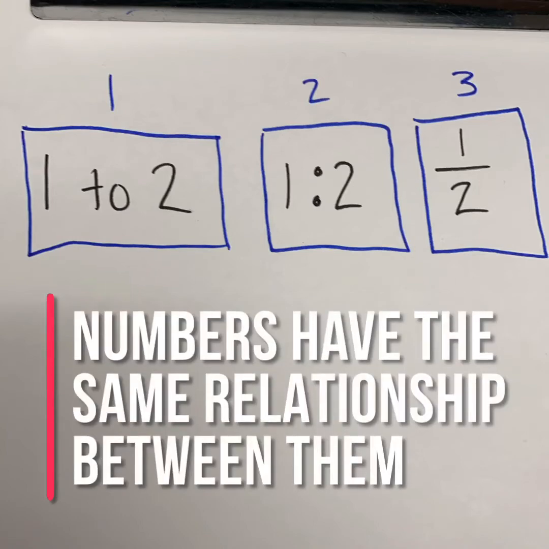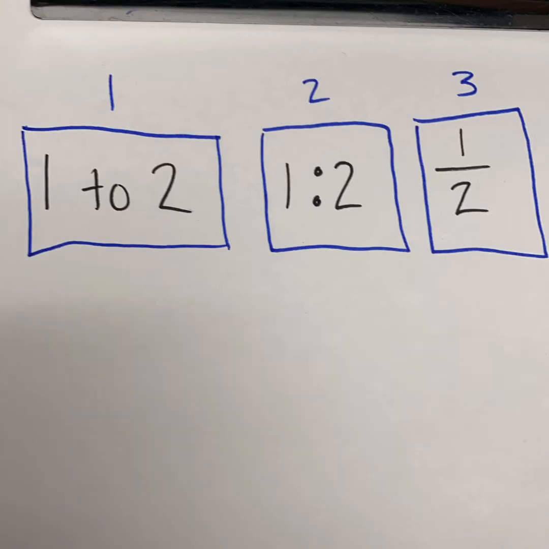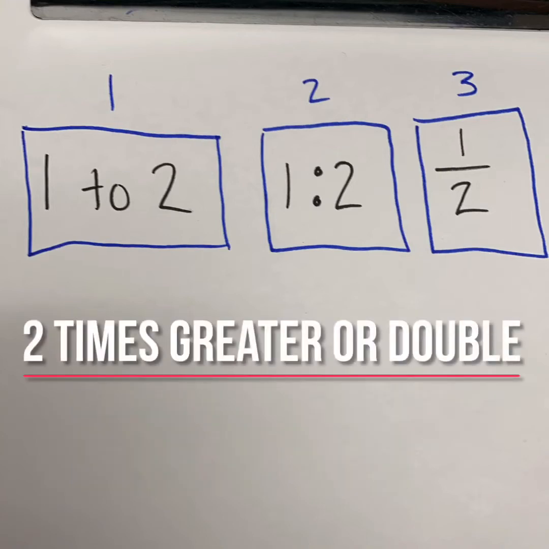So first of all, what I want to talk about is the numbers having the same relationship between them. Now we only have one ratio here, it's 1 to 2. We have not found an equivalent ratio yet, but I want to talk about how the relationship is between the 1 and the 2 in this case. If I were to describe the relationship between the 1 and the 2 here, I would say that the 2 is 2 times greater or double the other number in our ratio. So we need to maintain that throughout this problem.